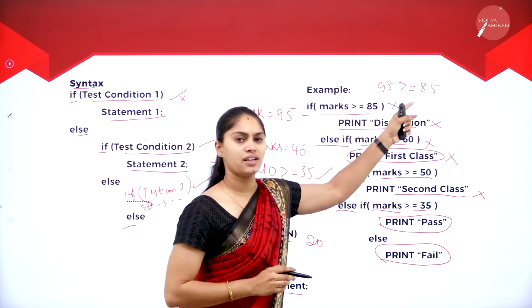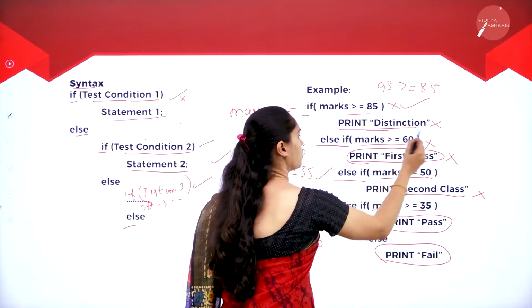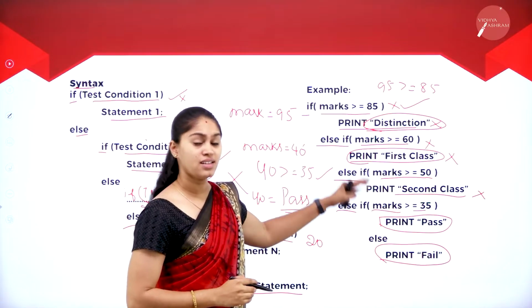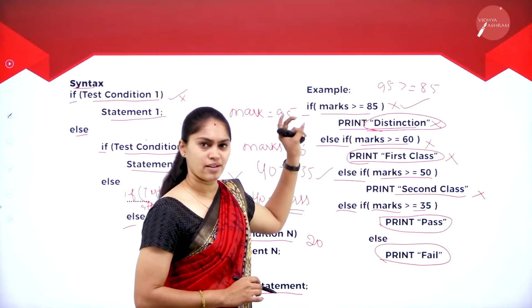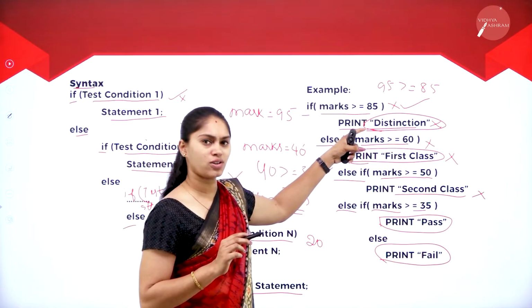Is 95 greater than or equal to 85, true or false? It is true. If it is true, then it is going to print distinction. Then it won't come further and it won't execute any further statements of this if-else ladder. It will just check condition 1. If it is true, statement 1 will execute.